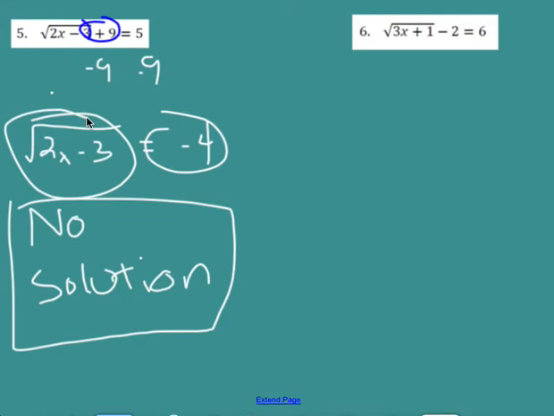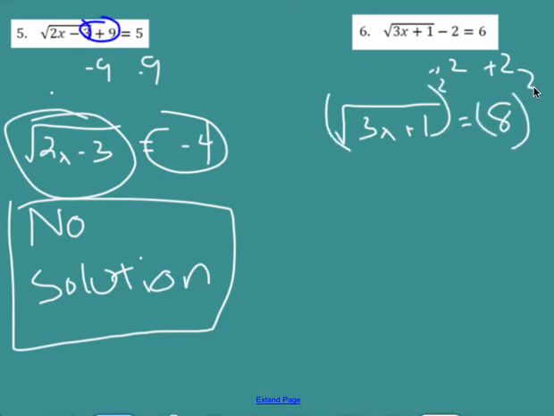Taking a look at number 6, I need to get that minus 2 over to the other side. Since it's negative, I'm going to add 2 to both sides. Then I end up getting the square root of 3x plus 1 is equal to 6 plus 2, which is 8. So now I have that radical completely isolated. It's set equal to a positive number, so I can go ahead and square everything. When I square that square root, I'm just left with what's underneath, so I just have the 3x plus 1. 8 squared is going to be 64.